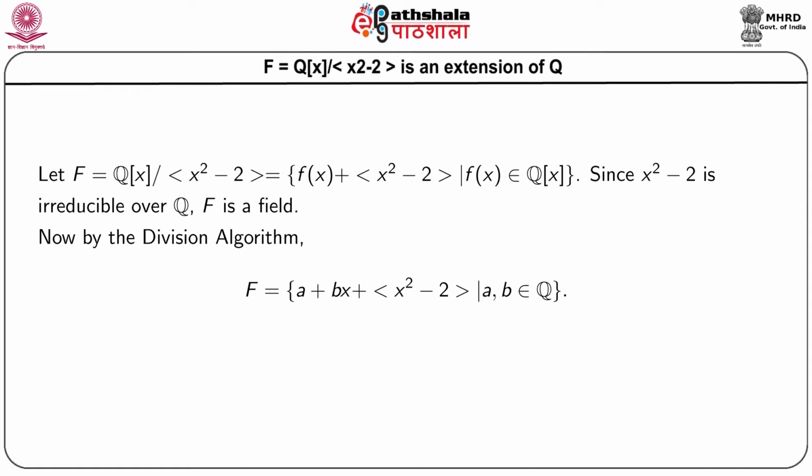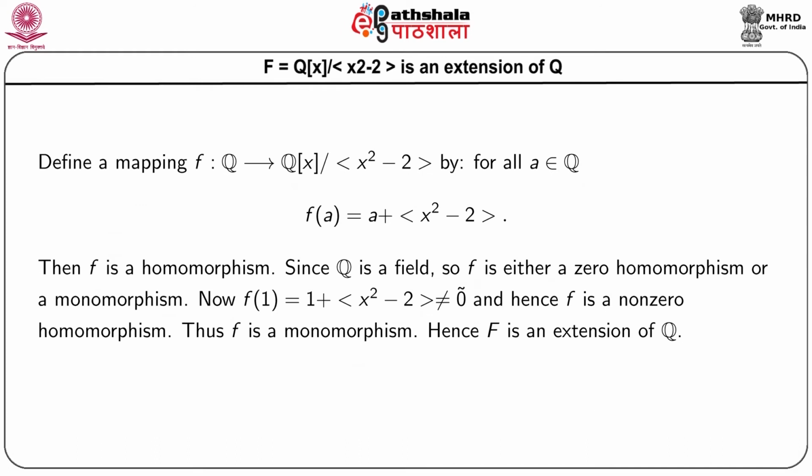As in the previous example, using the division algorithm, we also have the form of the elements of F as a plus bx plus the ideal generated by x square minus 2, where a and b are two rational numbers. Similarly, we define a mapping f from Q into the field F by f(a) equal to the coset of a, that is a plus the ideal generated by x square minus 2.